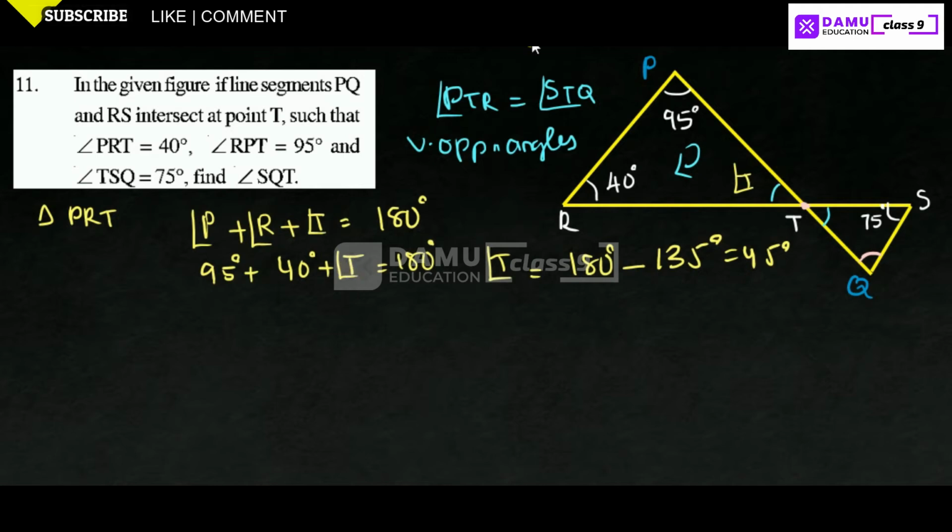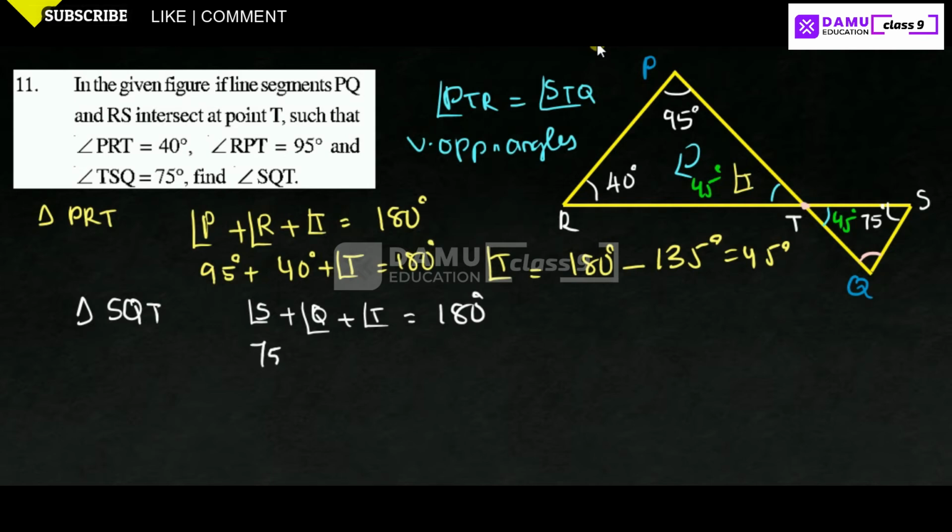So this is the angle of 45 degrees and this is also 45 degrees. Now let's take triangle SQT. Angle S plus angle Q plus angle T will be equal to 180 degrees. Here we calculated angle T as 45. Angle S is 75 degrees. Then angle SQT plus angle T, which is 45 degrees, plus 75 will be equal to 180 degrees.